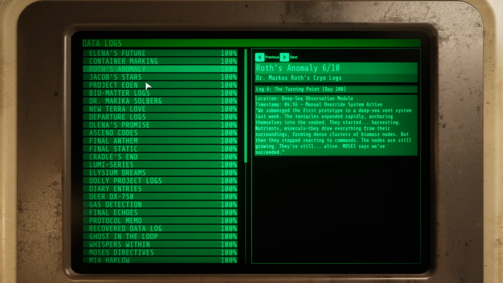But then they stopped reacting to commands. The nodes are still growing. They're still alive. Moses says, we've succeeded. Succeeded in what? I'm not sure I really want to know.